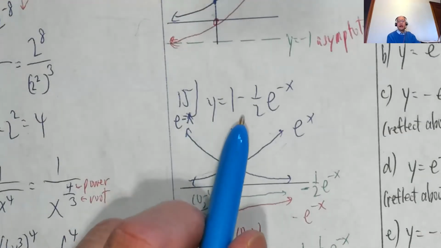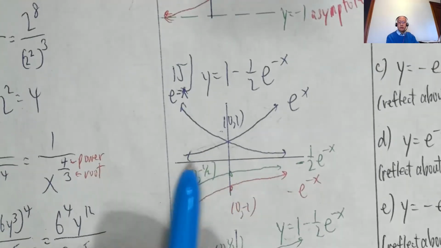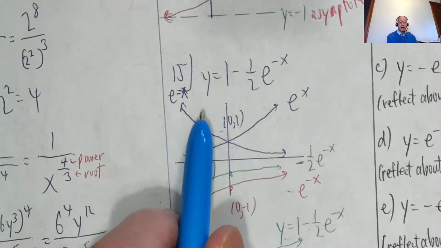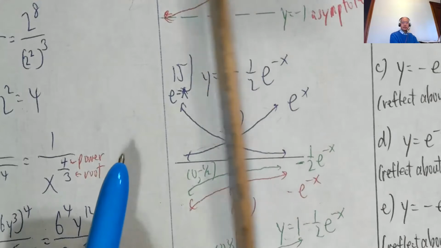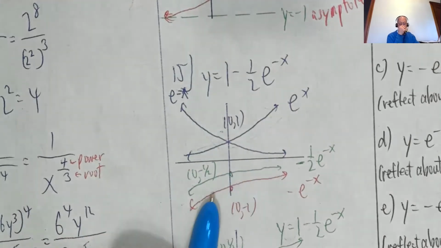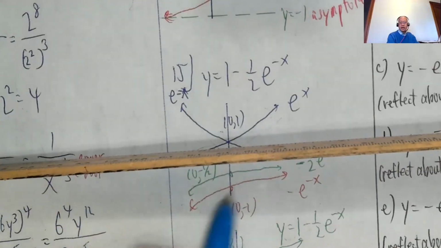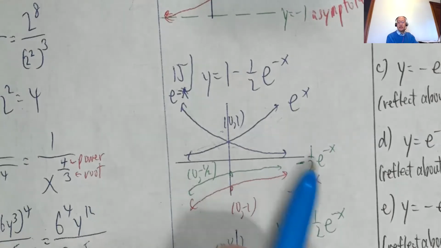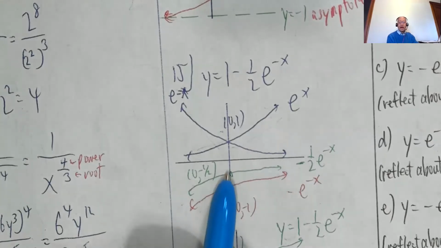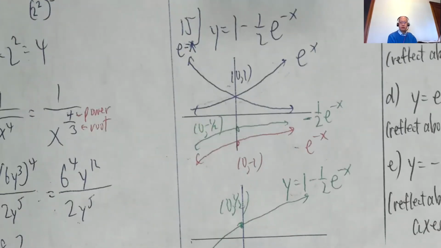y equals 1 minus a half e to the negative x. So I showed you the progression. Here's e to the x, e to the negative x. Okay, replace x with negative x, you get the reflection across the y-axis. So that's e to negative x. And negative e to negative x is a reflection across the x-axis. So this is negative e to negative x, and then negative 1/2 e to negative x is only half as low, so to speak. So it goes through 0, comma negative 1/2. So final answer, we have this graph right over here.